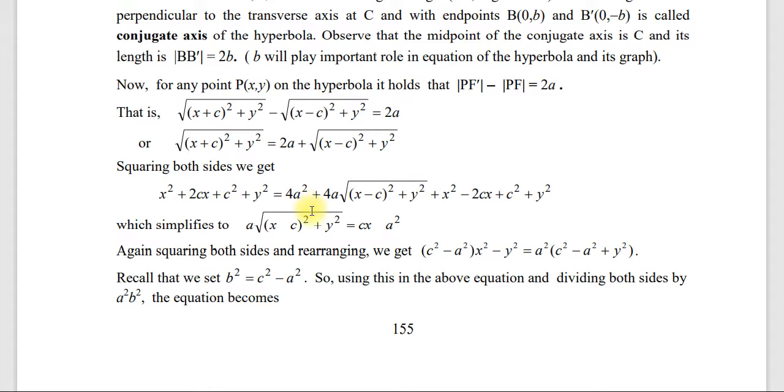አሁንም እያልኳችሁ ያለ ኤሊፕስ ላይ ያለውን ስቴፕ ነው እየሰራን ያለነው። ከዛ ሪአሬንጅ ስናደርገው (c square minus a square) times x square minus a square y square which is equals to a square into (c square minus a square) plus y square. But here c square minus a square ማለት b square ማለት ነው። እዚህ ጋርም c square minus a square ማለት b square ማለት ነው። አይታችኋል?